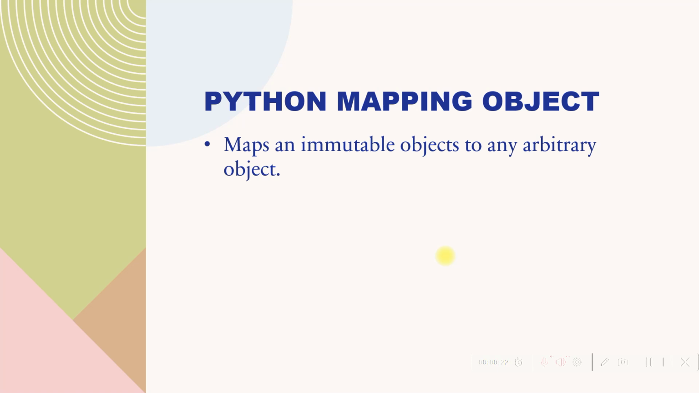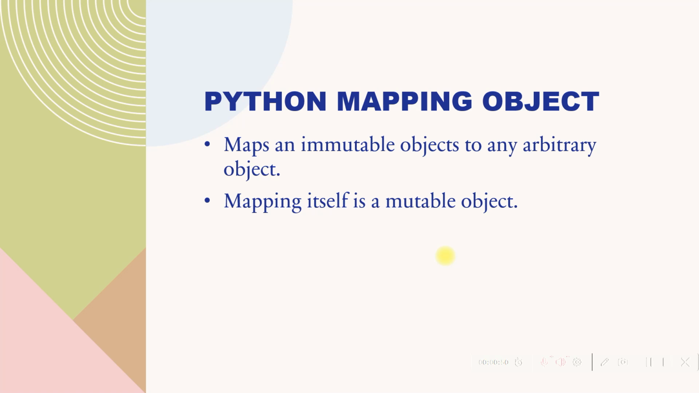Okay, so what is a mapping object? A mapping object is used to map any immutable object to any arbitrary object. And we know what an immutable object is. An immutable object is an object where we cannot modify any value. So in the mapping, there will be two sides, the left side and the right side. On the left side, there will be an immutable object. On the right side, there can be either an immutable object or a mutable object.